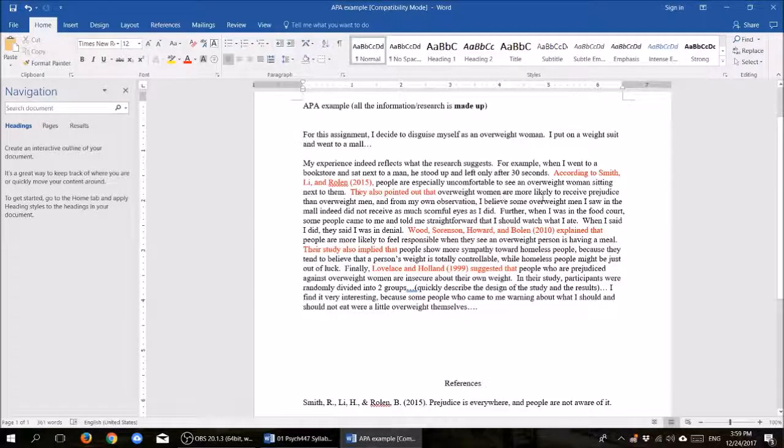overweight women are more likely to receive prejudice than overweight men. And from my own observation, I believe some overweight men I saw in the mall indeed did not receive as much scornful eyes as I did. Okay, further, when I was in the food court, some people came to me and told me straightforward that I should watch what I ate. When I said I did, they said I was in denial.